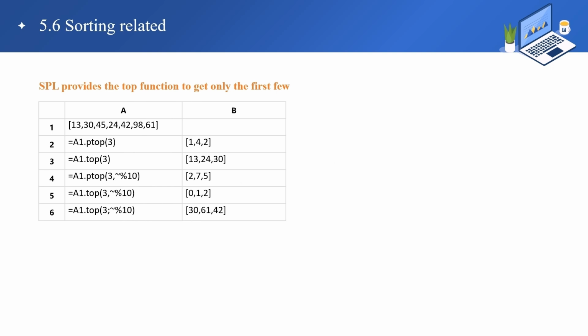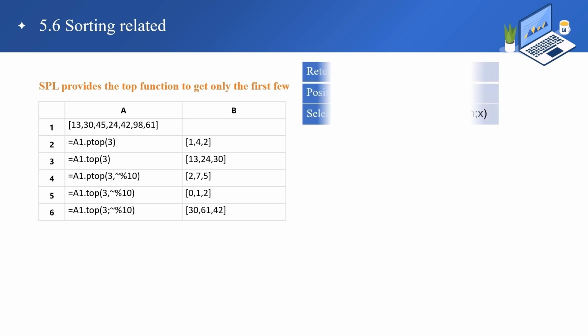When the number of members is large, the sorting of the whole sequence is slow and often meaningless. For example, there are the sales of tens of thousands of stores. We usually only care about the top few and the corresponding sales amounts, and we are not interested in the situation after hundreds or thousands. And to get the top few, there is no need to sort the whole sequence. SPL provides the top function to get only the first few. Similarly, there is the ptop function, but the syntax rules are a little different from the sort function.